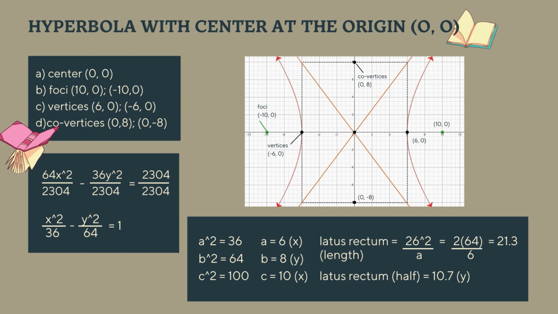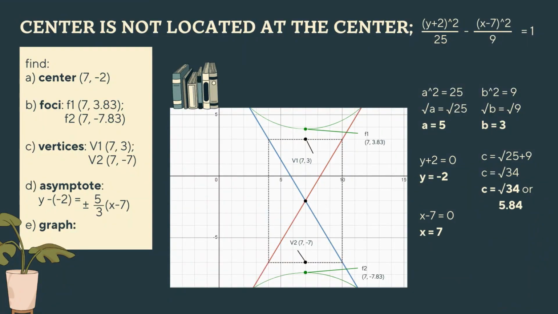For our center, we need to transpose the values of y plus 2 and x minus 7. So we have y plus 2 equals 0, and also the same with x minus 7, equate that to 0. We transpose the 2 to the other side, so y is equal to negative 2, and transposing negative 7 to the other side, we have x equal to 7. So our center is 7, negative 2.